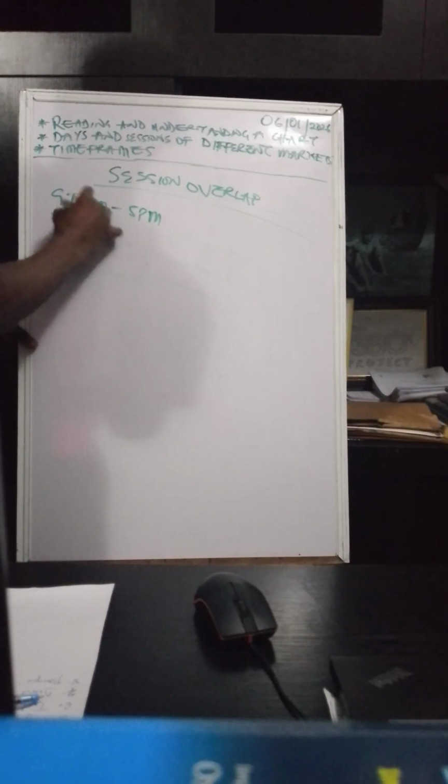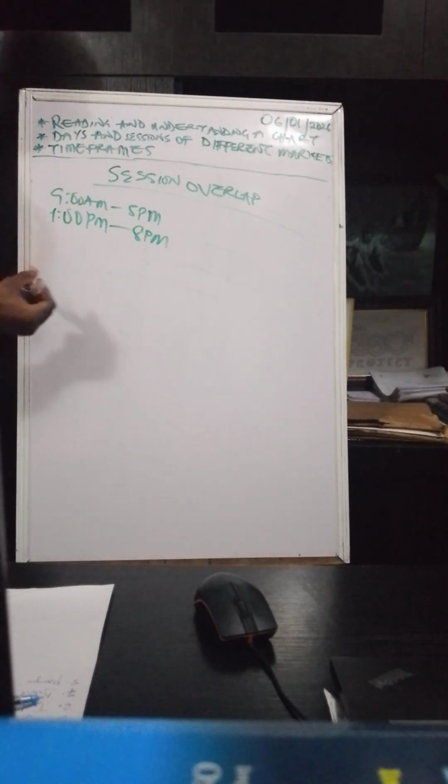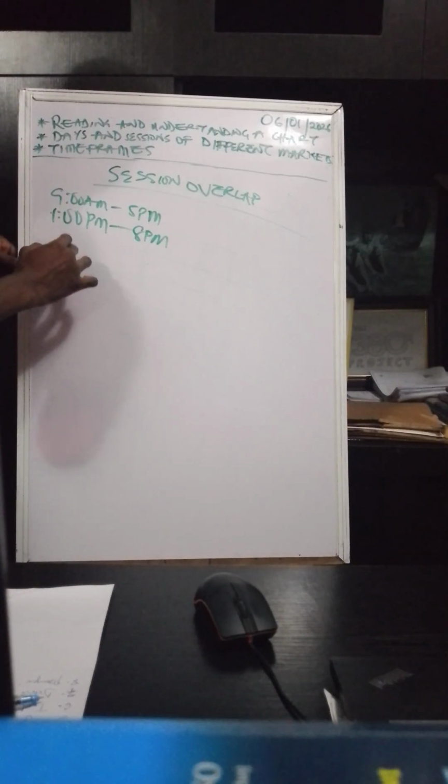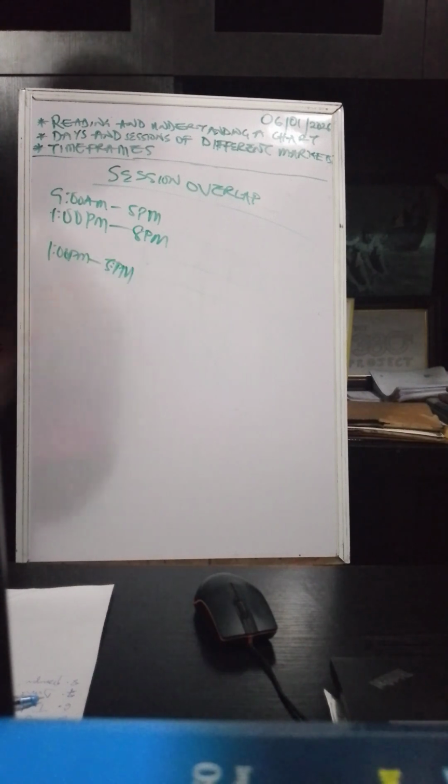And the New York session runs from, I think, 1:30. Yeah, it's one. Let's use 1 p.m. to 8 p.m. So we can say that from 1 p.m. all the way to 5 p.m. is the time with the highest amount of volatility in the market. And this is very, very true.